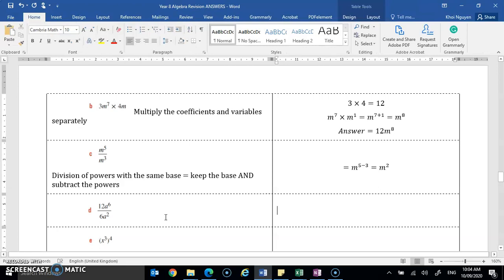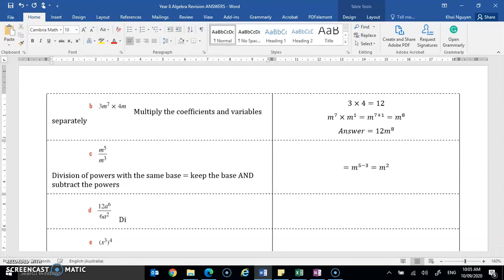And for this one, we have 12a to the power of 6 divided by 6a to the power of 2, or a squared. Very similar to question b, except this time we have a division instead. So we divide the coefficients and variables separately. Same thing, just a different sign.